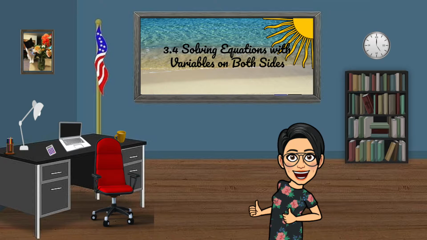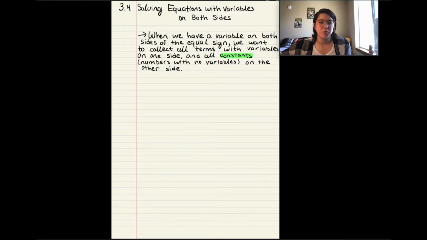Hey everyone, today we're doing 3.4, solving equations with variables on both sides of the equation. In 3.1 through 3.3, we were looking at equations where we only had one x, and it was on one side of the equation. In 3.4, we're going to learn how to solve equations with variables on both sides of the equation.